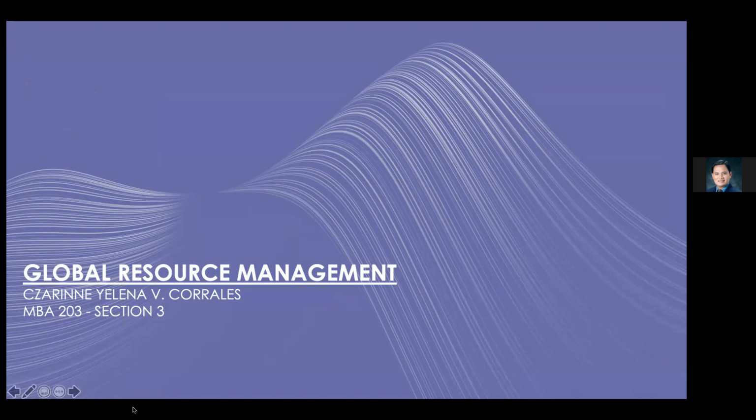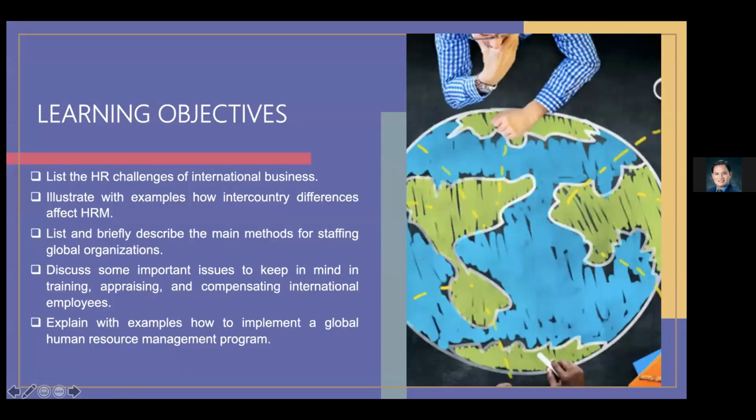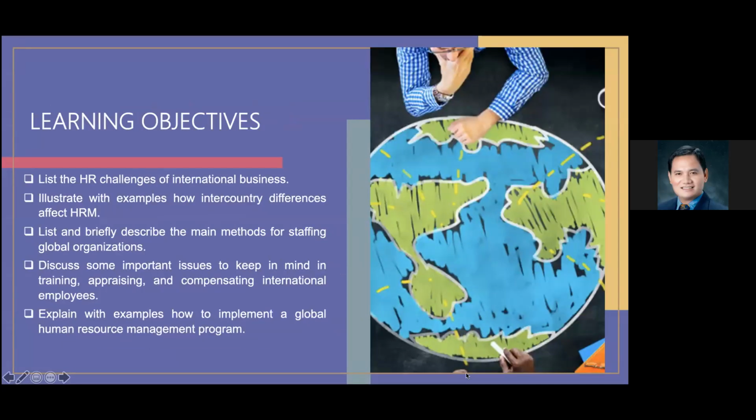My topic to be discussed is about global resource management. The learning objectives of this report are as follows. First is to list the HR challenges of international business. Next is to illustrate with examples how inter-country differences affect HRM.